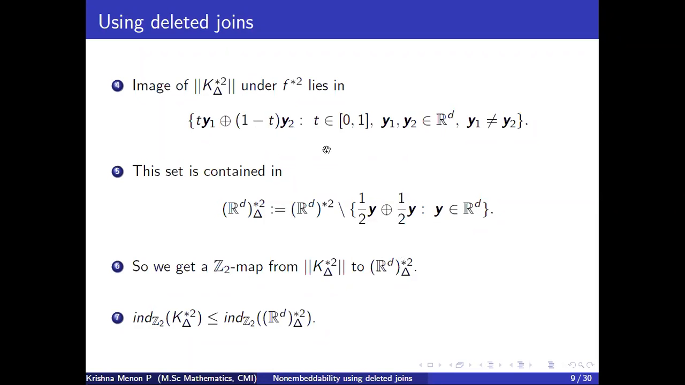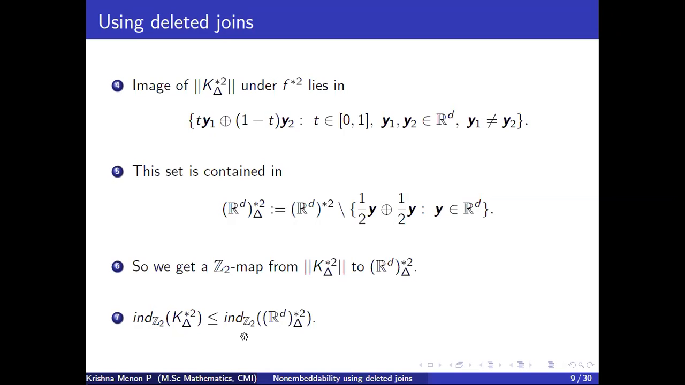See here, the points you are removing are for when Y1 is equal to Y2, right? But for this set, basically we are just removing for Y1 equal to Y2 and t equal to half. So we're removing less, which means that this set is bigger, and hence the image will be contained in this set also. This makes no difference as we go on because these two spaces happen to have the same Z2 index. And we denote this set as the deleted join of R^d. This is just a definition, you can define it for any space. Wherever you see R^d, you put X, and then you have a definition for the deleted join of a space X. So what we have finally is a Z2 map from the deleted join of K to the deleted join of R^d.